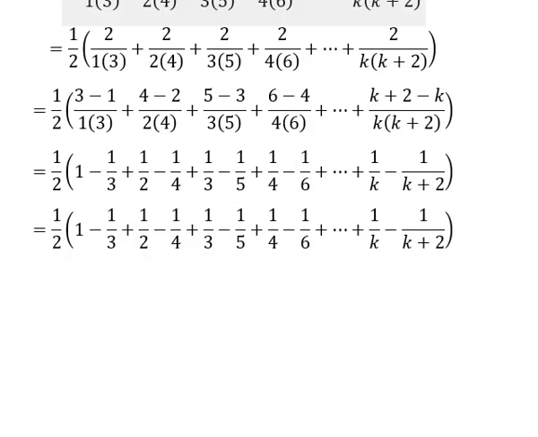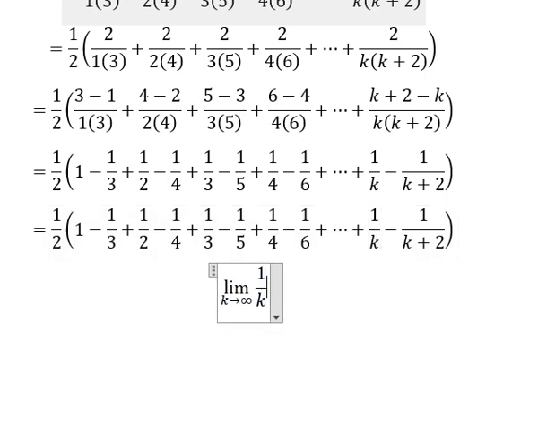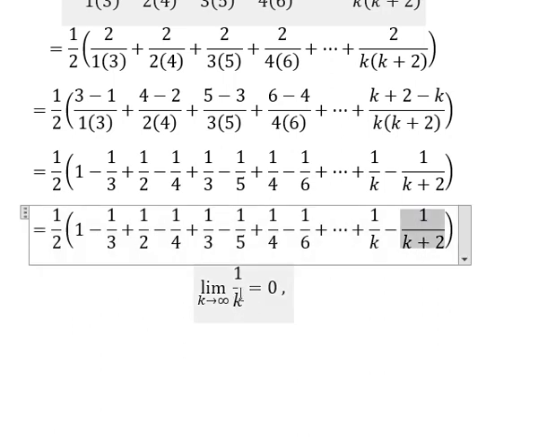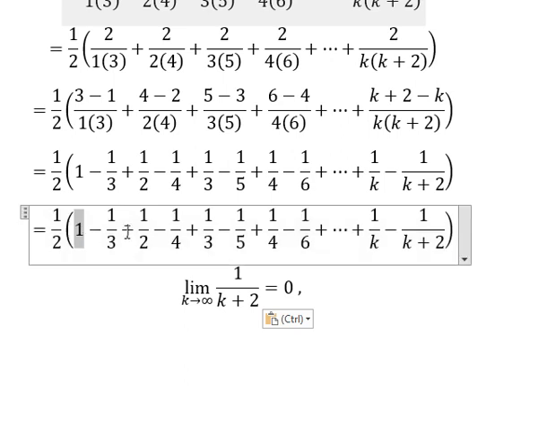So we can consider the limit as k approaches positive infinity. We know that 1 over k will go to 0. Similarly for this one, it will go to 0. So that means we have only 1 and positive 1 over 2, because this value and this value cancel.